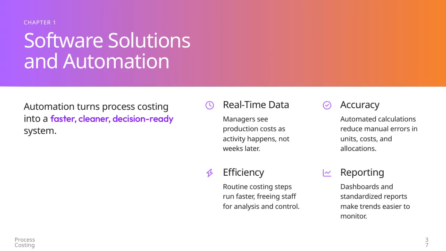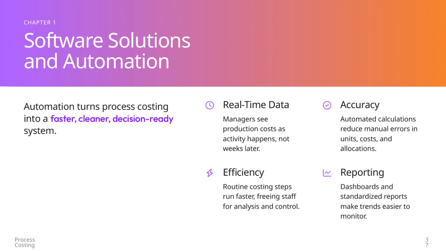Automation fundamentally transforms process costing by making it faster and more reliable, turning it into a system that supports quicker and better decision-making. One of the key benefits is access to real-time data, allowing managers to see production costs as activities happen, rather than waiting weeks for the information. This immediacy helps in responding promptly to any issues or changes.